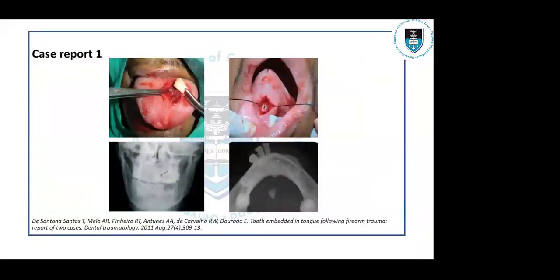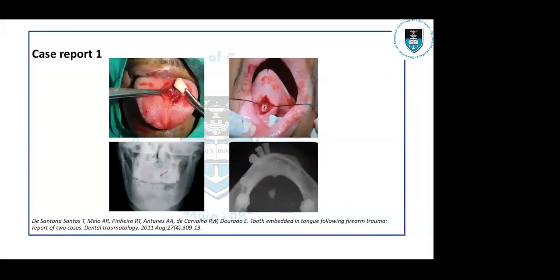I'm going to show a few interesting published cases of teeth embedded into the tongue. The first two cases are from Brazil of young males with teeth embedded into the tongue following firearm trauma to the face, whereby tongue lacerations were sutured at a local hospital a few months earlier.